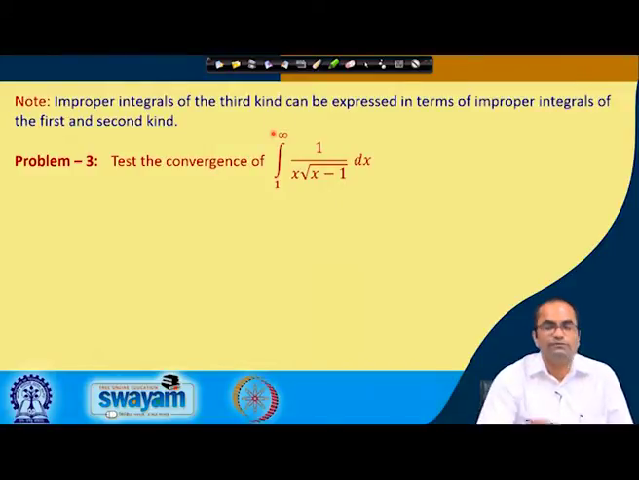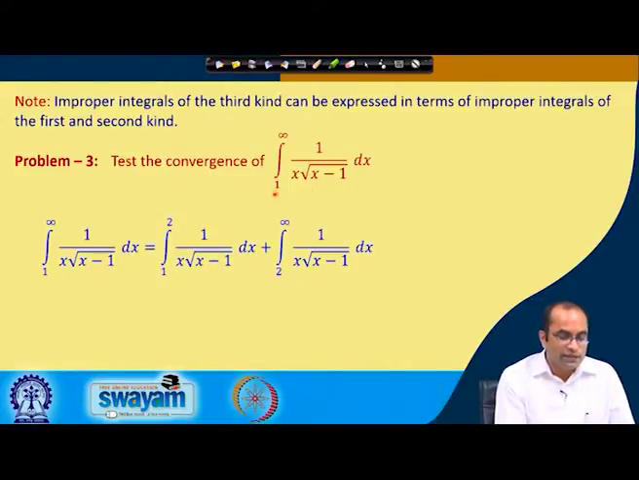We do see this infinity in the limit of the integral, and also when x is approaching 1, this integrand is getting unbounded. So, we have the integral of type 1 as well as type 2. Such improper integrals we can express in terms of the improper integrals of the first and the second kind, and then we can evaluate such integrals, or talk about their convergence.